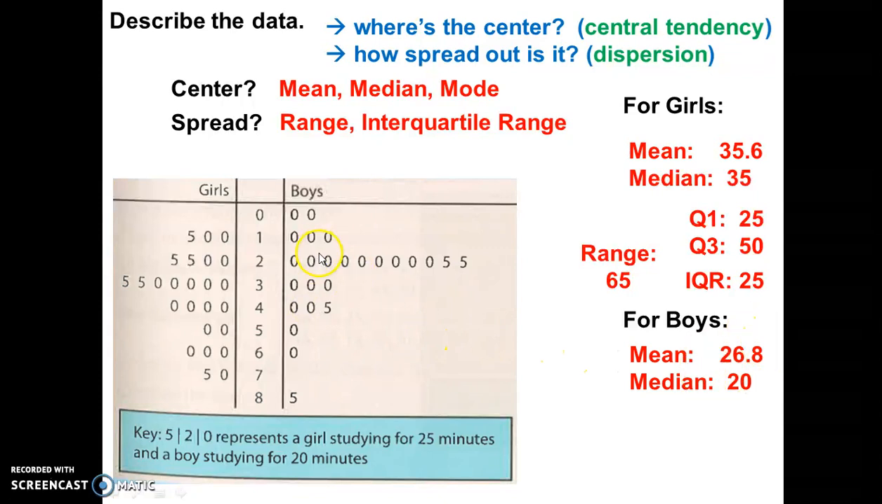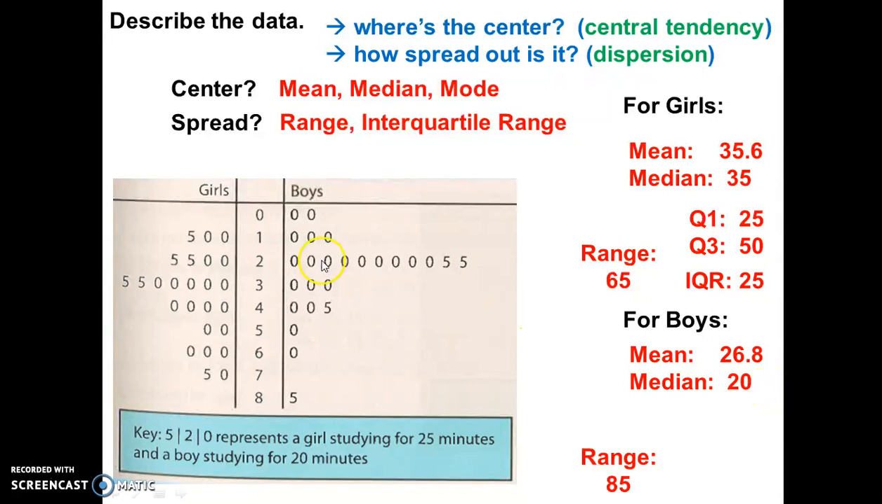The median, same as the girls, we did n plus 1 divided by 2. N is how many boys data we have. We have 25 pieces of data here. So you do 25 plus 1, which is 26, divided by 2, 13. So the 13th piece of data in here is the middle value. Let's check. 1, 2, 3, 4, 5, 6, 7, 8, 9, 10, 11, 12, 13. This is the 13th piece of data, and that is 20. So that's our median. Now find the range and IQR for the boys as well.